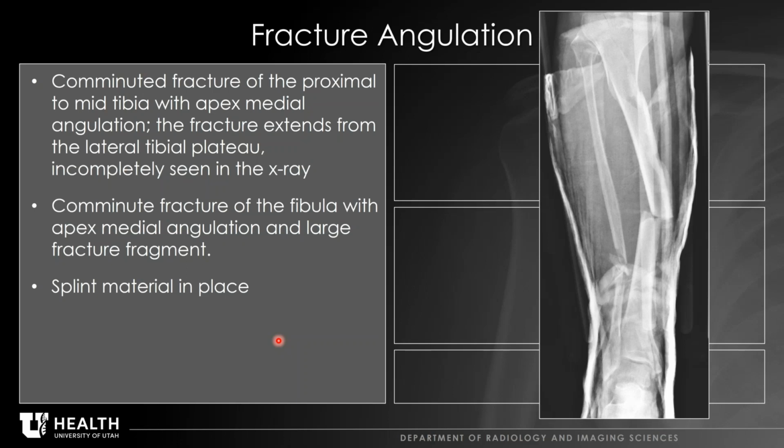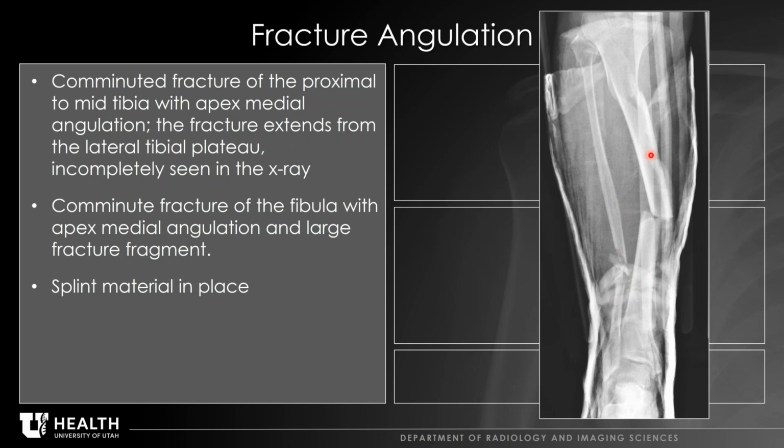Here's some more fractures. So this is a comminuted fracture of the proximal to mid tibia, and it shows apex medial angulation. And the fracture extends from the tibial plateau up here all the way to there. So this is a pretty bad fracture. Then we also see a comminuted fracture of the fibula with apex medial angulation, a large fracture fragment.